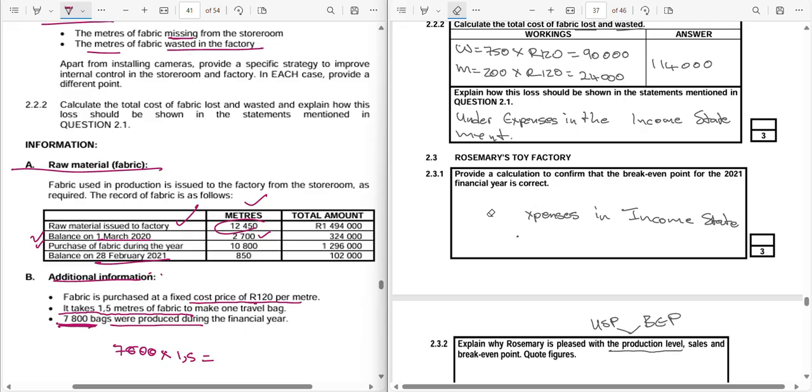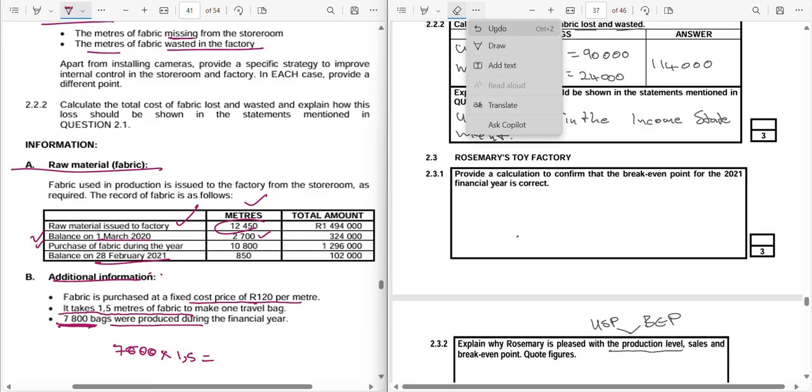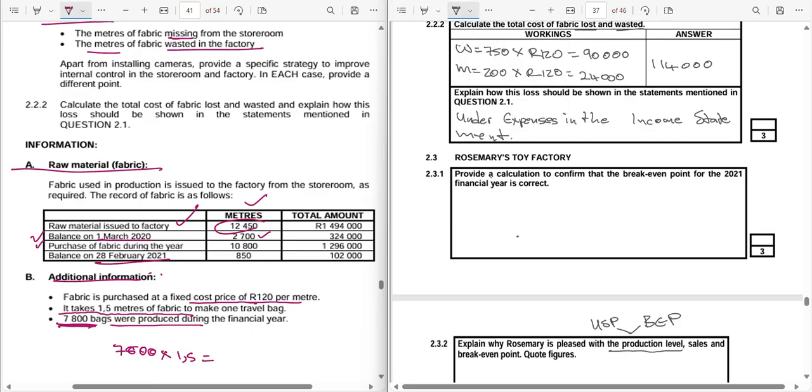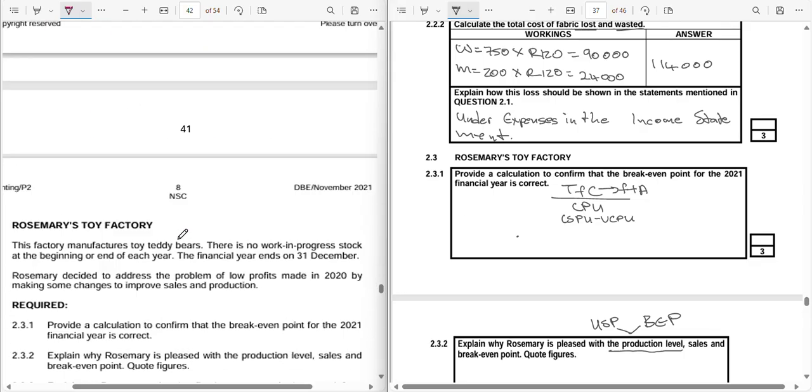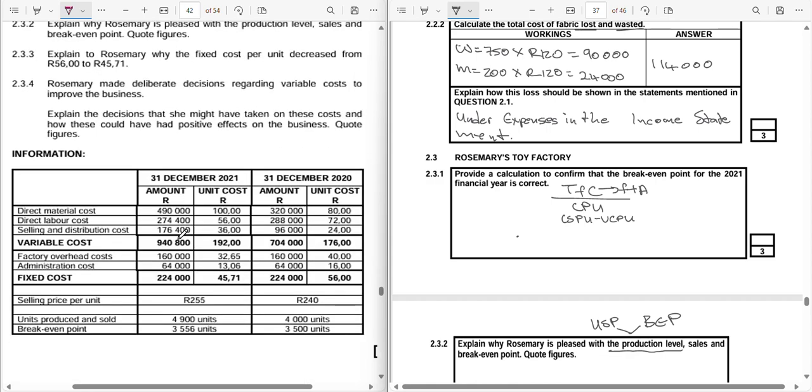So this part here, we must calculate the break-even point, because I was asking myself, how can we comment on it before? So we know the formula for break-even point is total fixed cost divided by contribution per unit. What gives us contribution per unit is selling price per unit minus variable cost per unit. What gives us total fixed cost? It's factory overhead plus your administration cost. It's possible that they just give you factory and administration cost. So let's do the workings there. We are on 2.3. This is the information that we'll use.